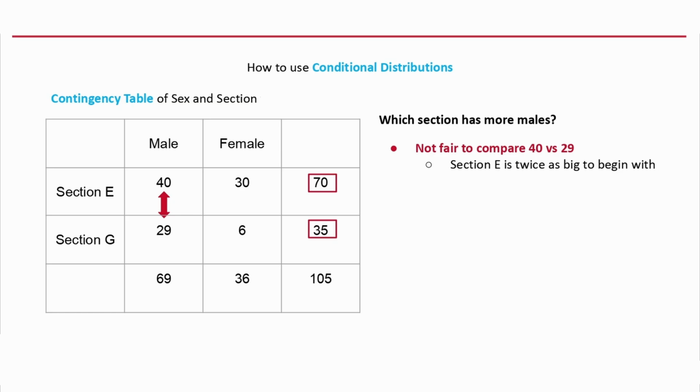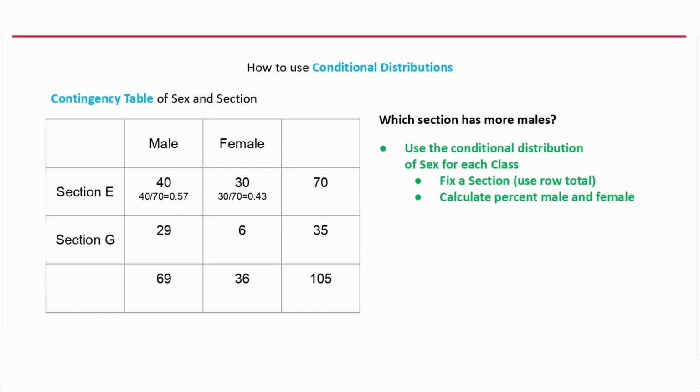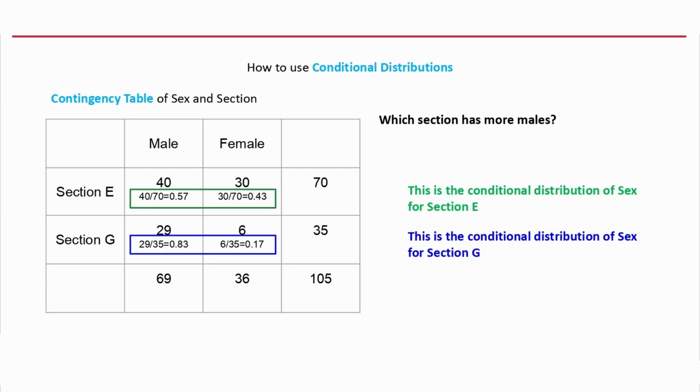As a more fair comparison, I want to compute the conditional distribution of sex for each class. I'm going to compute the percent of males and the percent of females within each section. So for section E, I'll take 40 divided by 70, and I'll take 30 divided by 70, giving me 57% males and 43% females. Then I'll rinse and repeat for section G. I'll take 29 and divide it by 35, and I'll take 6 divided by 35, giving me 83% and 17% respectively. These are the two conditional distributions for sex in each of these classes.